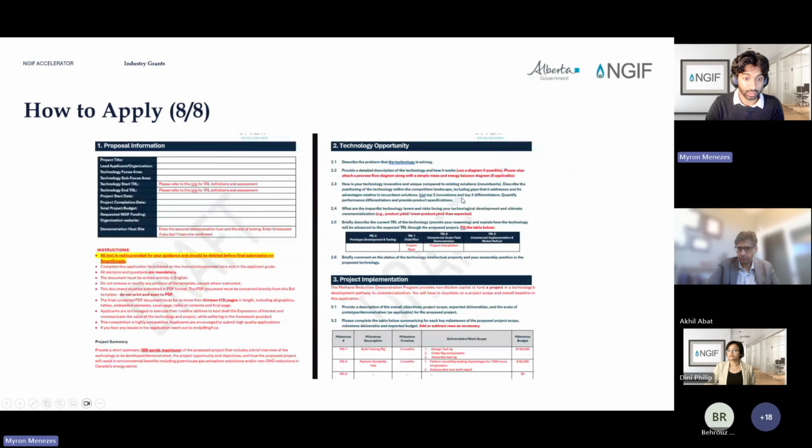The expression of interest template looks like this as shown on the screen. I would advocate everyone strictly follow the guardrails and the guidelines that the template entails. For more information on this, do reach out to us, and we'd be happy to help you out.